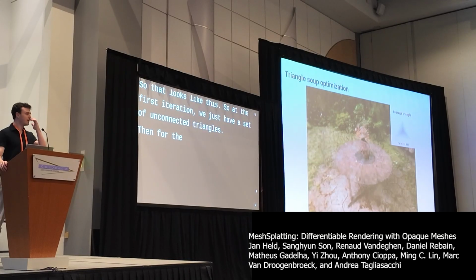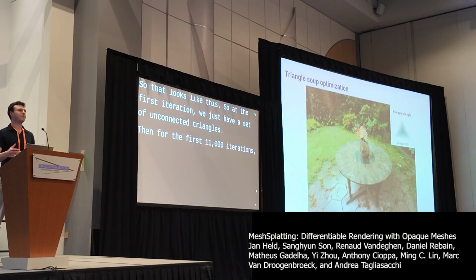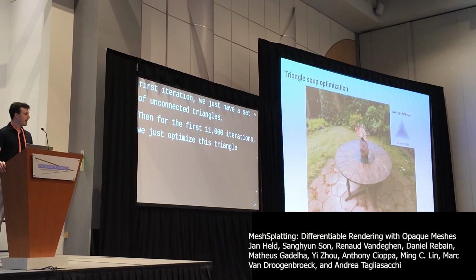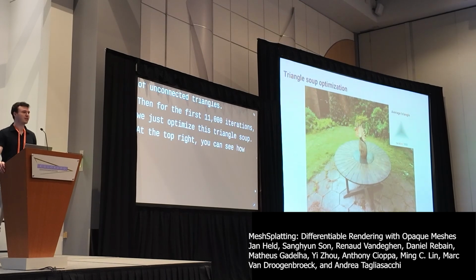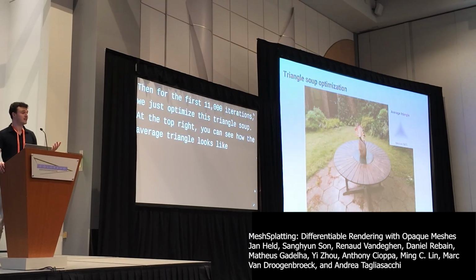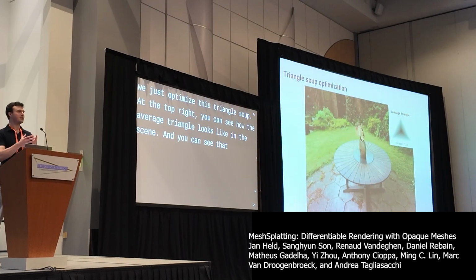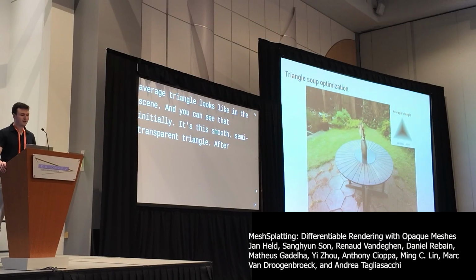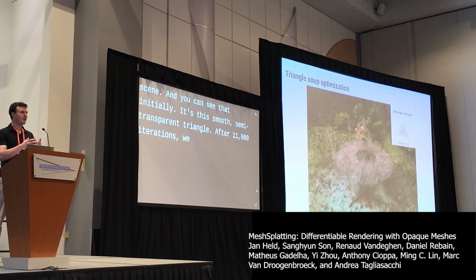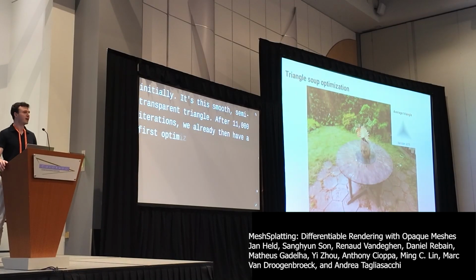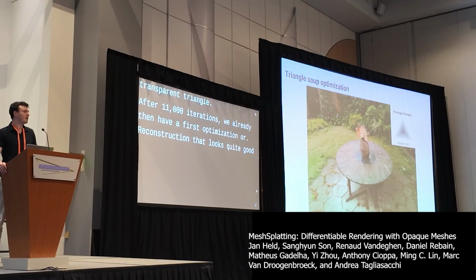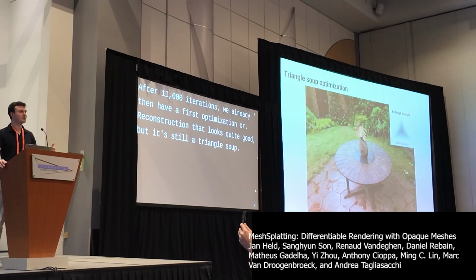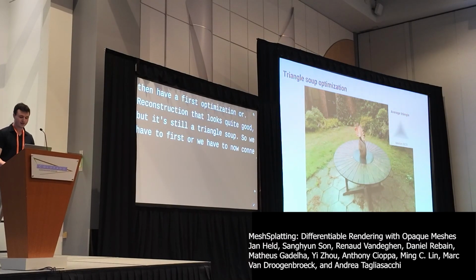Then for the first 11,000 iterations, we just optimize this triangle soup. At the top right, you can see what the average triangle looks like in the scene, and you can see that initially it's a smooth, semi-transparent triangle. After 11,000 iterations, we already have a first reconstruction that looks quite good, but it's still a triangle soup. So we now have to connect the triangles.